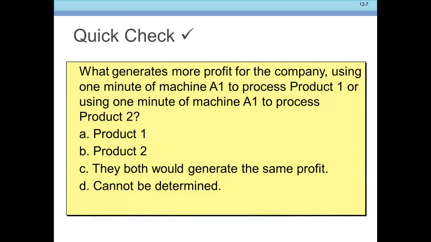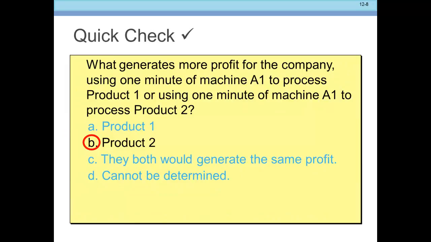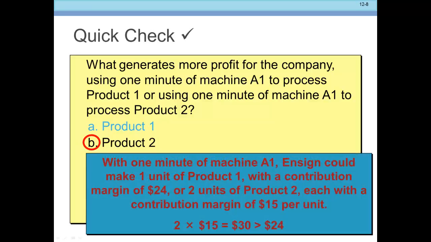If machine A1 is a constrained resource, what generates more profit for the company? Using 1 minute of it to produce product 1 or using 1 minute to process product 2? It would have to be product 2. With that 1 minute of machine A1, we could make 1 unit of product 1 with a contribution margin of $24. Or 2 units of product 2 with a contribution margin of $15 per unit. So 1 minute gives us $24 with product 1 and $30 with product 2.